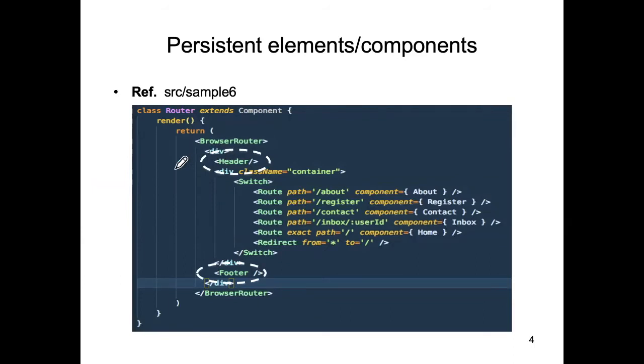So it's as simple as that, really. And as the routing configuration indicates now, no matter which of these routes is currently active, the header is always going to be present on the screen and the footer is always going to be present on the screen. So we can mix custom components in with the routing configuration. And this is probably the only use case for that. React Router calls them persistent elements or persistent components. So that's that.